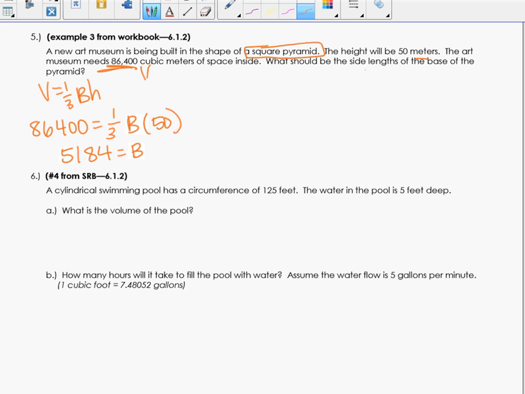But it's asking for what the side lengths should be. Well, if you think about it, what do we know about a square? We know a square has all of the same sides.